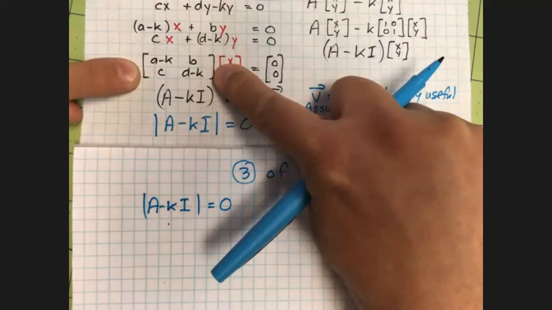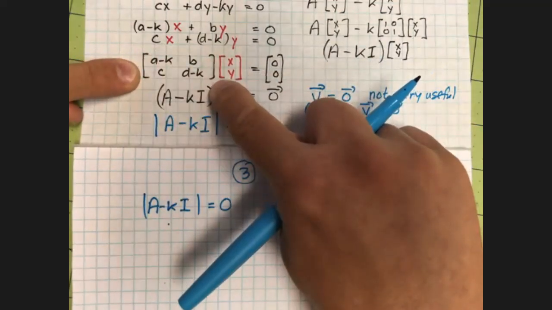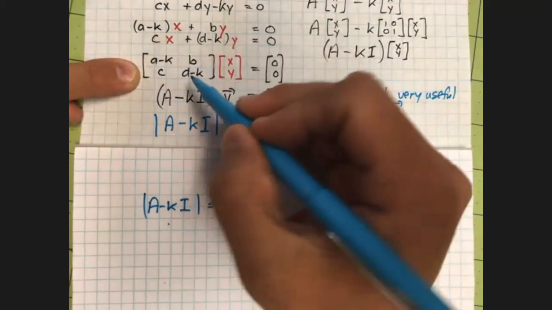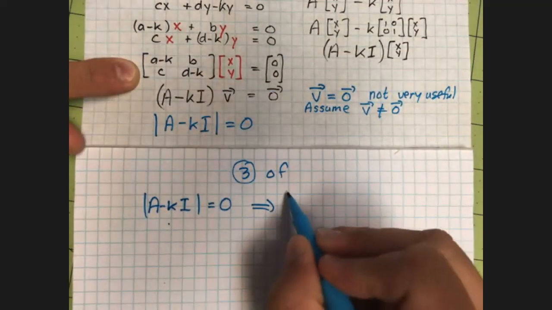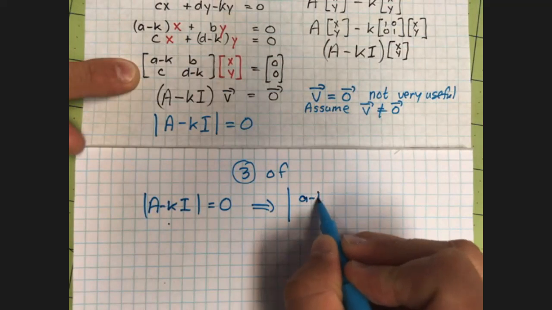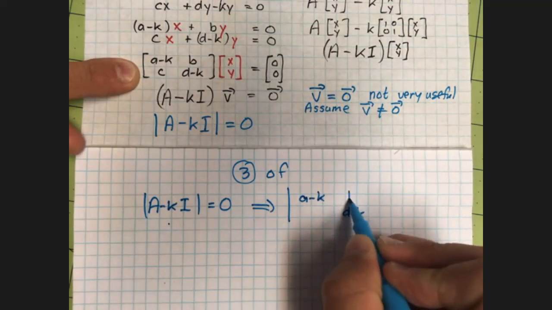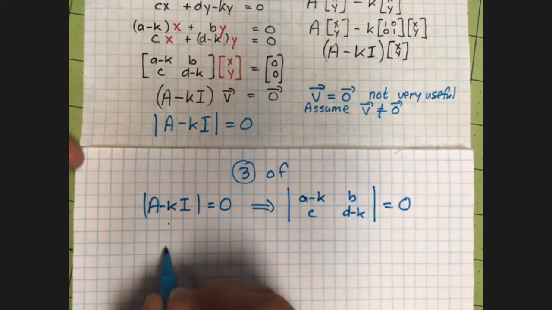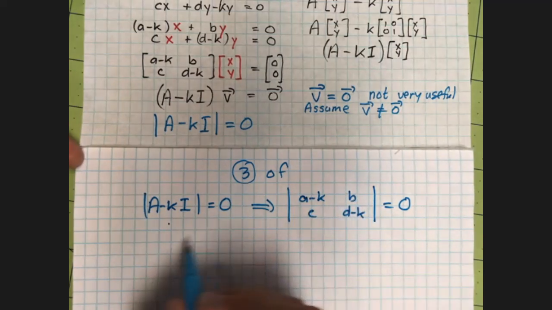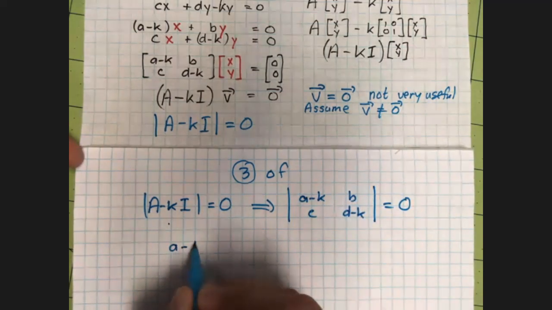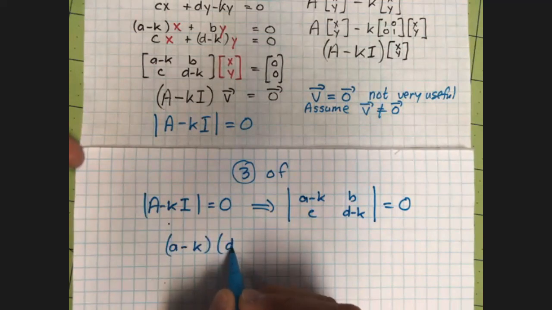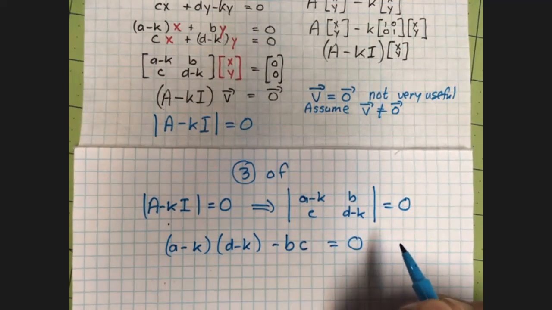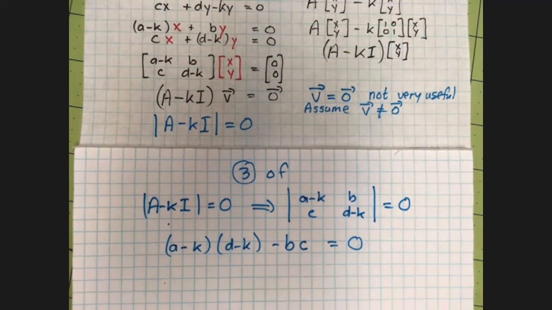A minus k, d minus k. So subtract k on the main diagonal. That's a quick way to say it. Subtract k on the main diagonal and leave all the other entries alone, a, b, c, d. So that means that determinant of A minus k, d minus k, b, c is 0. But how do you take the determinant of a 2x2 matrix? Multiply the main diagonal, subtract the off diagonal product. So this is (a minus k)(d minus k) minus bc equals 0.